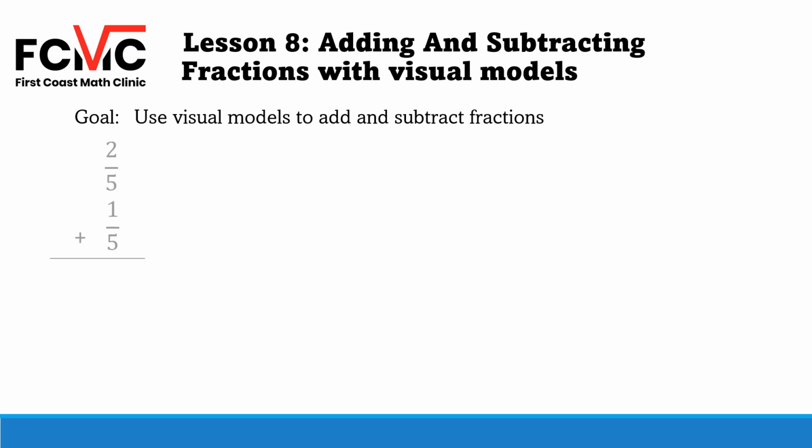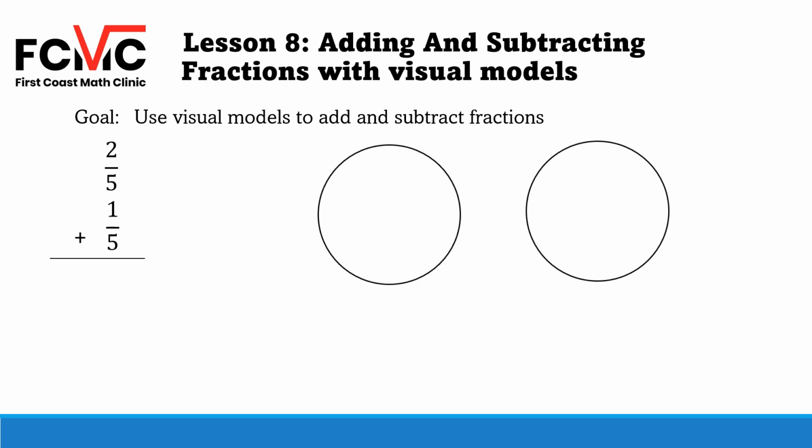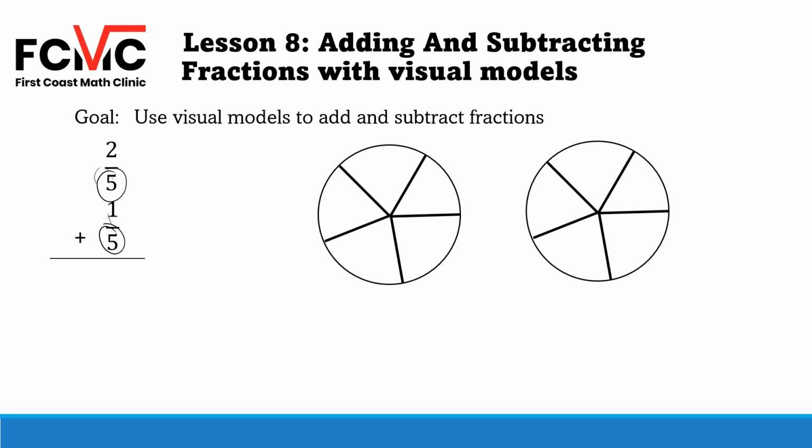So let's look at this example first. Let's say we've got 2/5 plus 1/5. And we're going to represent these fractions with circles. So we've got two circles here, and our larger part for each of these fractions is 5 and 5, right? So we've got 5 total pieces. So let's represent that in our circle. So we've got 2/5 here, and we've got 1/5 here. So let's shade in those corresponding pieces. So I've got 2 pieces out of 5, and I've got just 1 piece here out of 5.